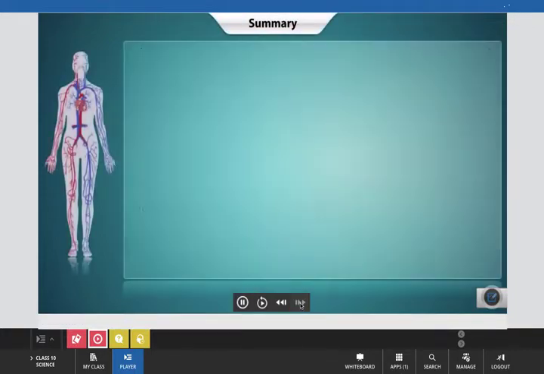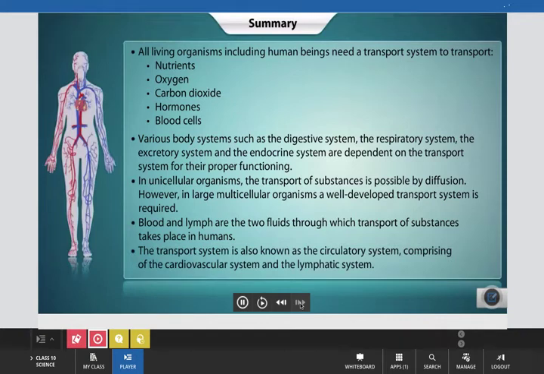Now here is a summary, a quick recap of what we have learned. In this summary, all living organisms, including human beings, need a transport system to transport nutrients, oxygen, carbon dioxide, hormones, and blood cells. Various body systems, such as the digestive system, respiratory system, excretory system, and endocrine system, depend on the transport system for their proper functioning.